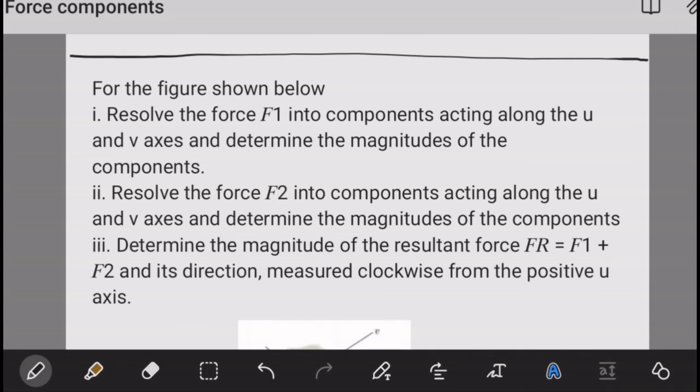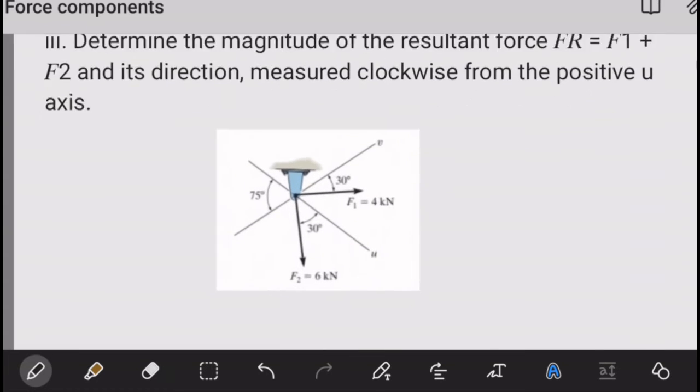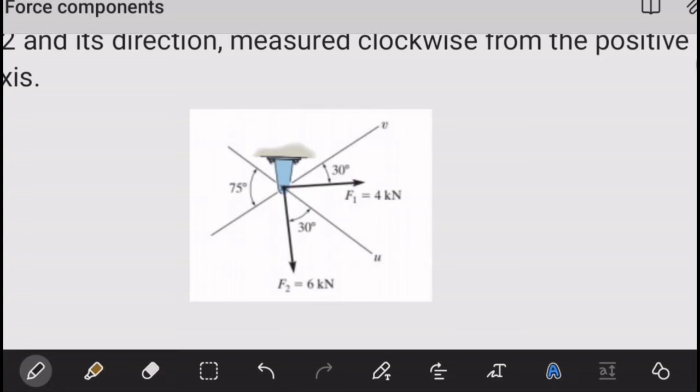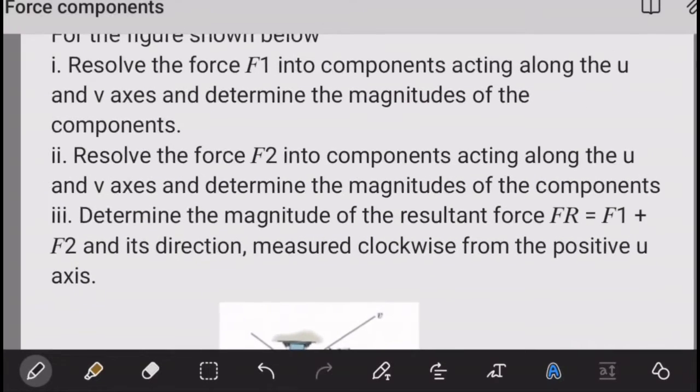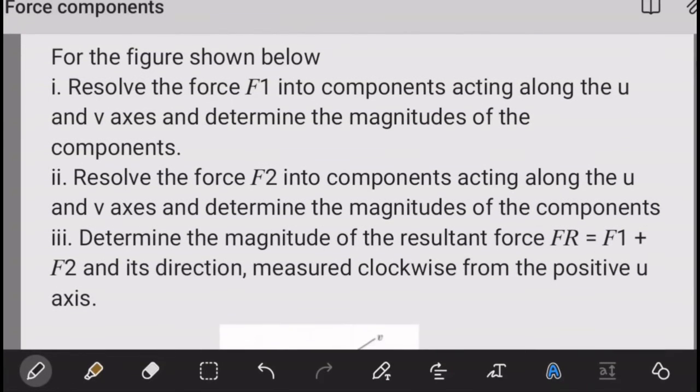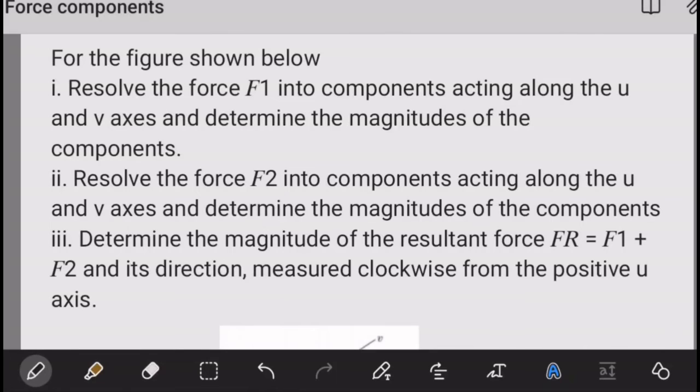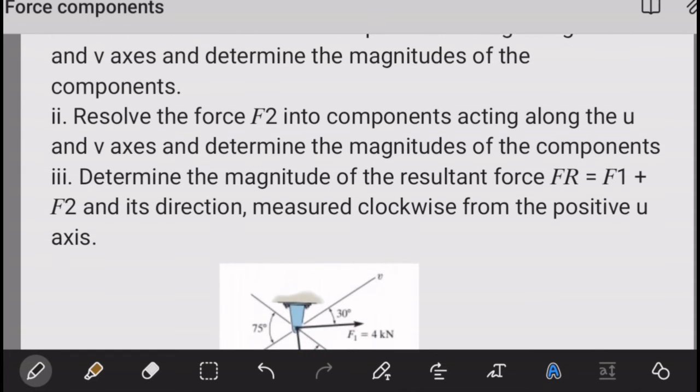Hi guys, in this tutorial we have an interesting question to look at. So we are given this diagram here. This is the diagram we're looking at, and the question is, in the first part, they're saying resolve the force F1 into components acting along U and V axis and determine the magnitude of the components. In the second part, they're asking us to do the same thing but to the force F2.